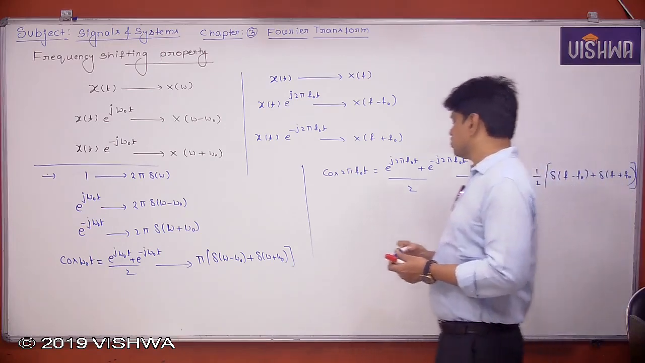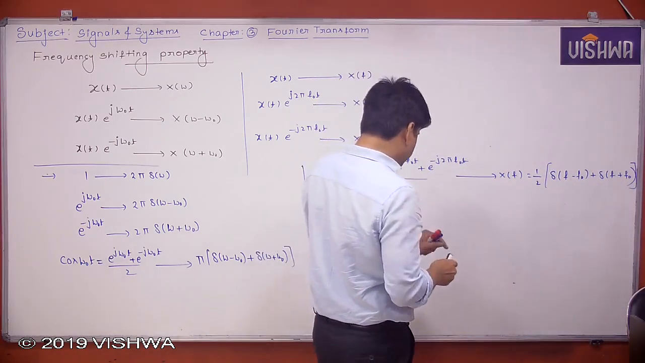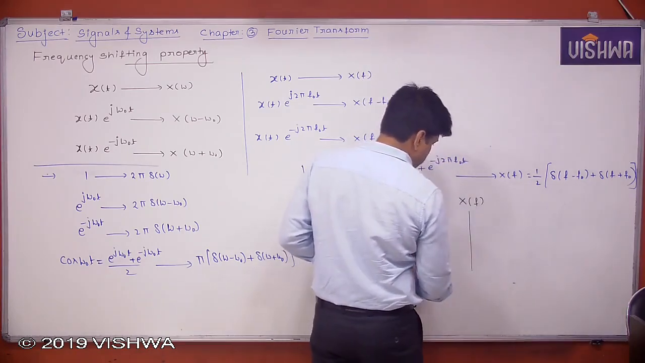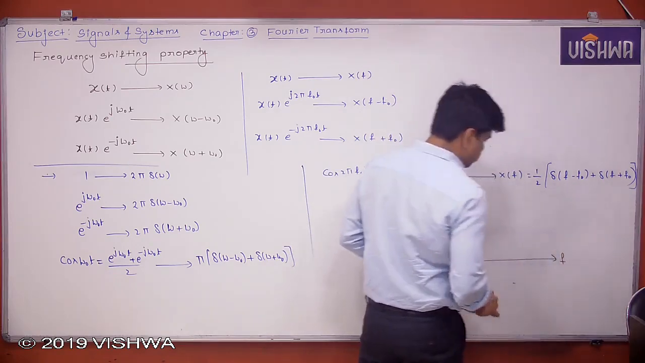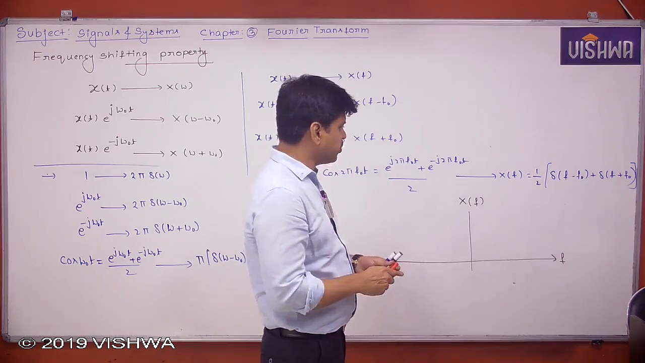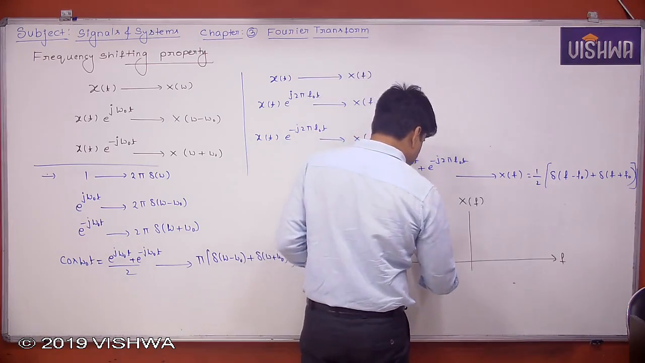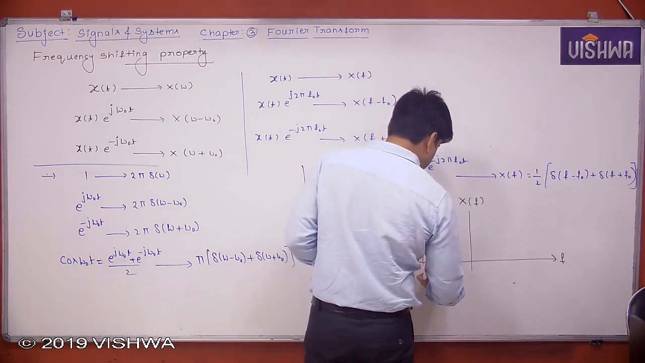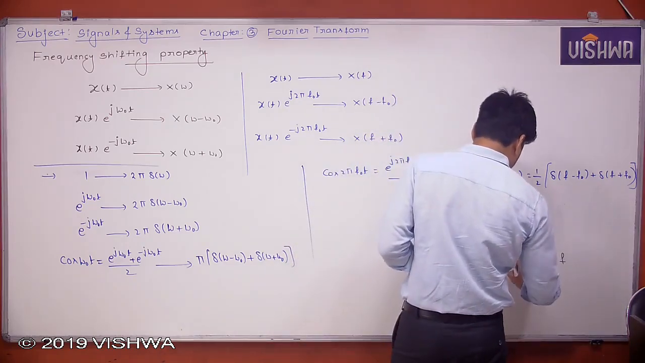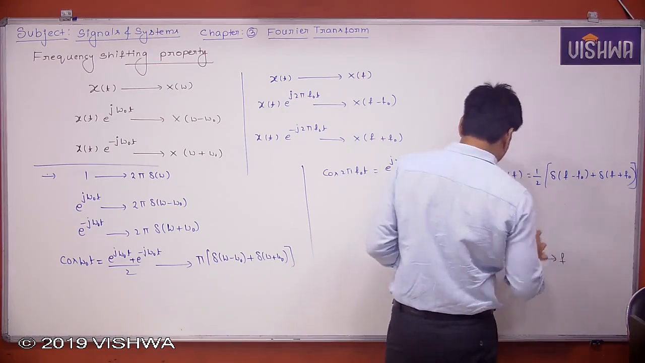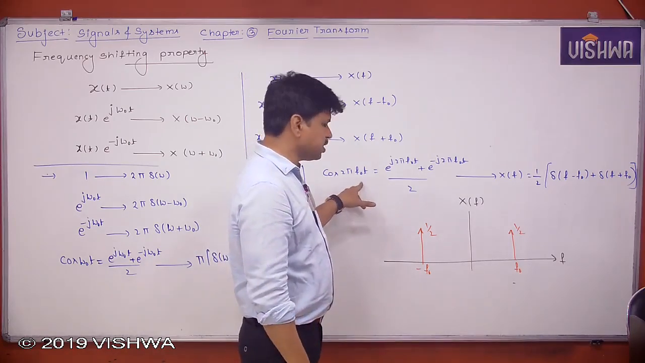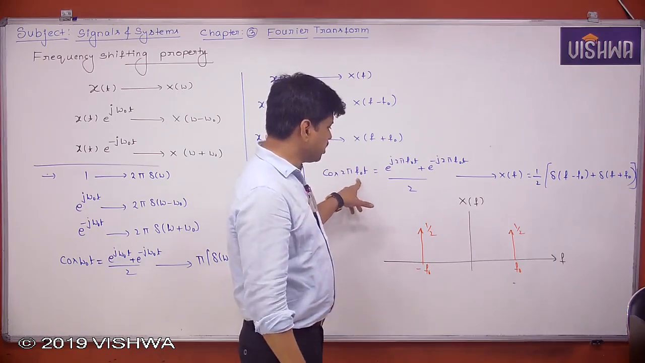Okay. So if I draw x of f with respect to frequency, then we are having two impulse functions. One is at f naught, another one is at minus f naught. So here at minus f naught with 1 by 2 amplitude, and at f naught we are having 1 by 2. So from this, what we understand is cos 2 pi f naught t has only one frequency, which is nothing but f naught. That's the meaning of it.